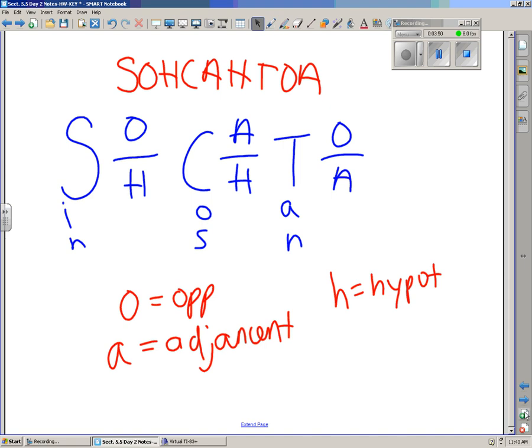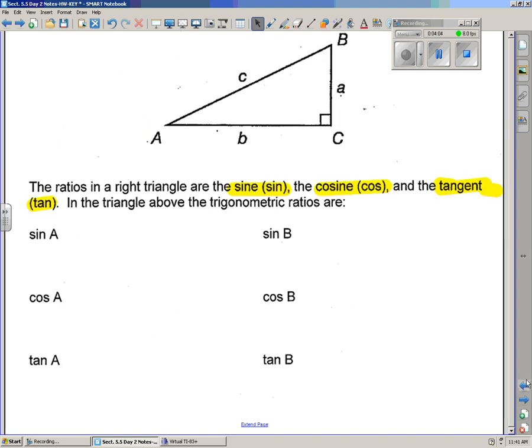Okay, so the trig ratio is the sine equals the opposite leg over the hypotenuse. The cosine equals the adjacent leg over the hypotenuse, and the tangent is the opposite over the adjacent. Here's how this actually works. I'm going to go back up. So using SOHCAHTOA, which you need to remember how to spell, you need to set up your ratios.